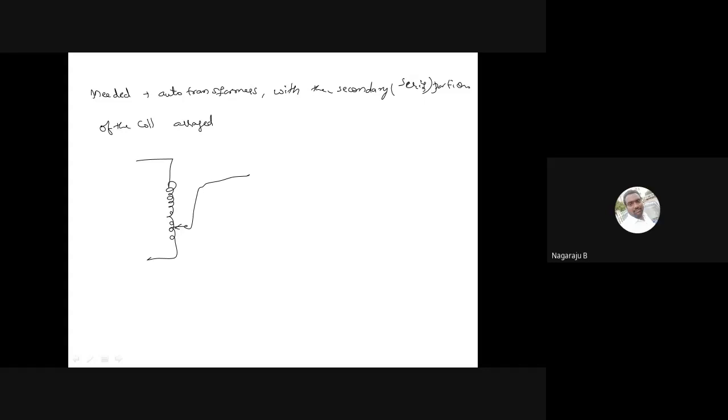This is about that. And these voltage regulators are classified into two types. One is induction type and the other is step type. Step type is the tap changing type. So I'm going for the step type and the induction type.